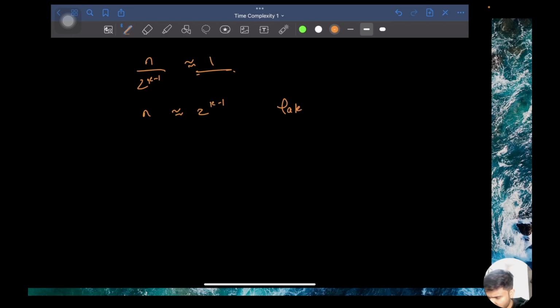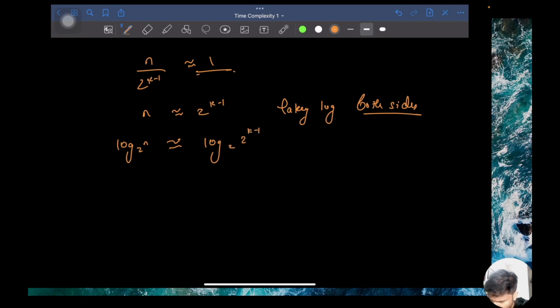Taking log both sides, log of n to the base 2 is approximately log of 2 raised to the power k minus 1 to the base 2. Log of n to the base 2 is approximately what?